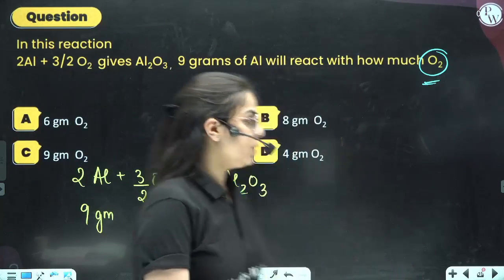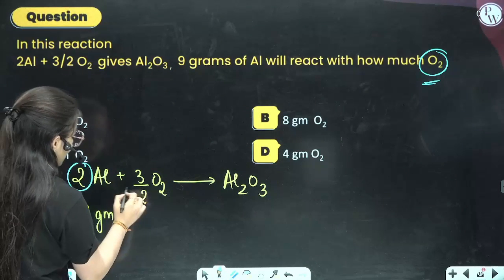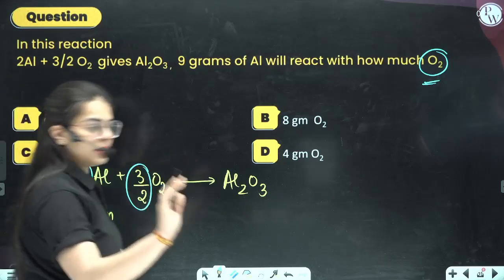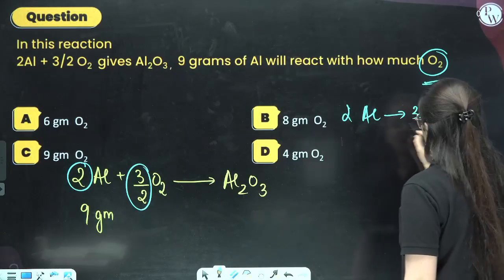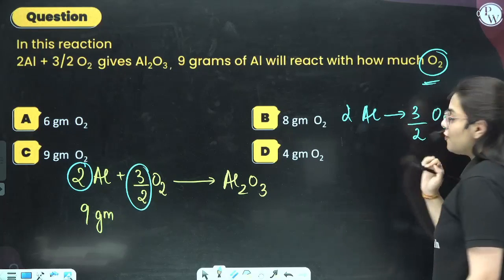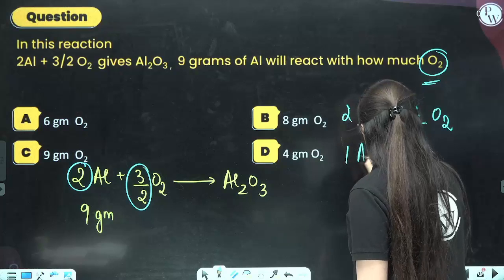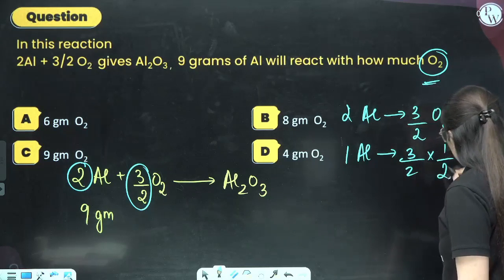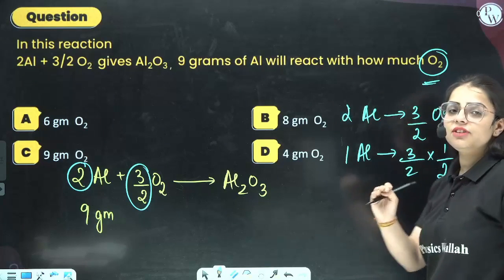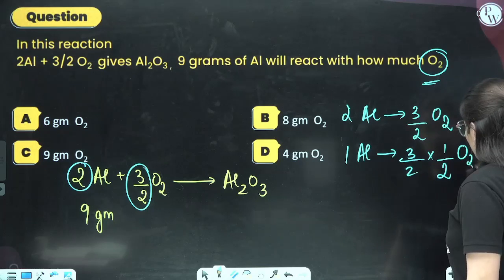So how do we have to solve this question? See, basically 2 aluminium is reacting with 3 by 2 O2. Is it clear? Yes, ma'am. If I ask you, 1 aluminium will react with how much O2? It will be 3 by 2 into 1 by 2. Because if 2 is reacting with this much, then 1 will react with 1 by 2. Yes? Okay.